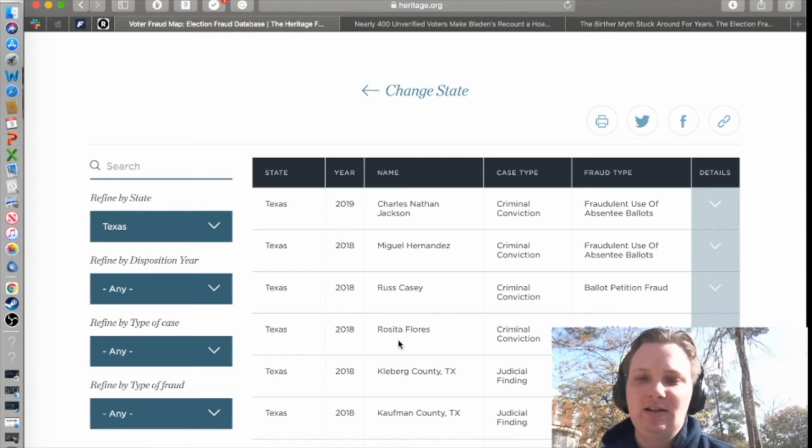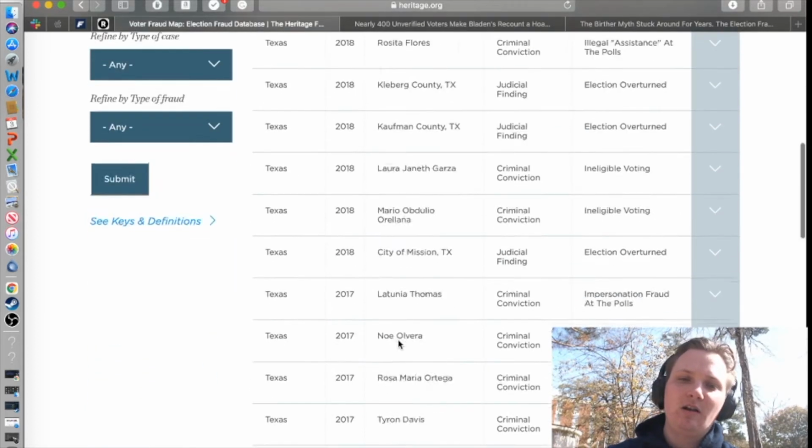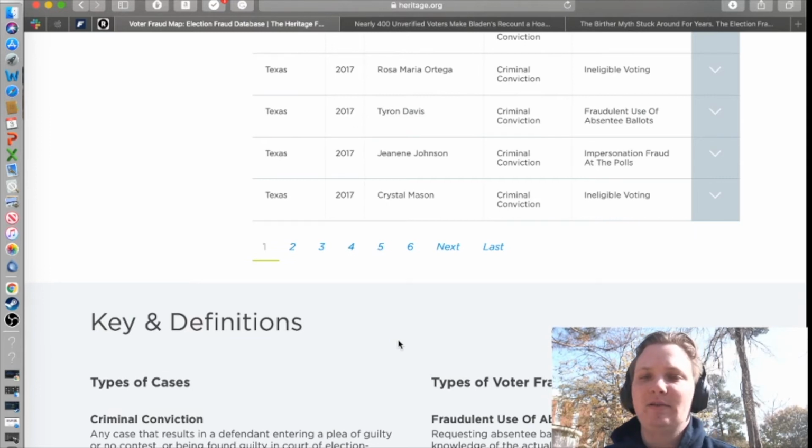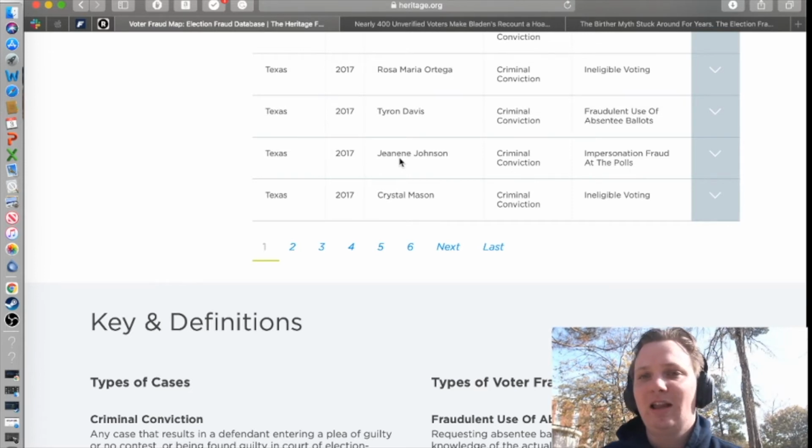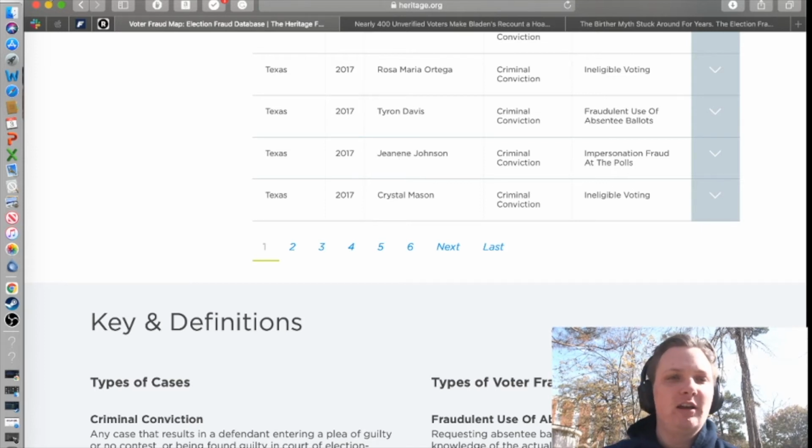Then in 2018, you had Russ Casey, a criminal conviction for ballot petition fraud, and go on and on, all the way to 2017 on Justice's first list of recent voting fraud through the use of ineligible voting or impersonation fraud. And we also learned that impersonation fraud is unlikely and one of the least likely types of fraud to actually happen, because it is much harder to get past, and really it relies on human error at the polling station more than anything else. So it's not a huge concern.